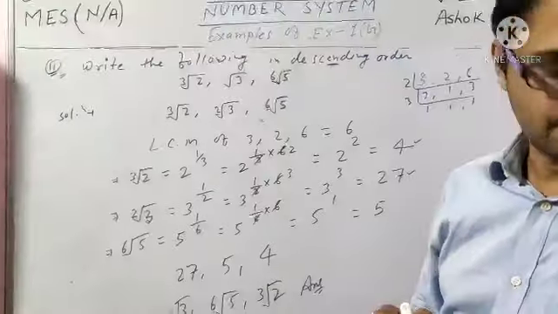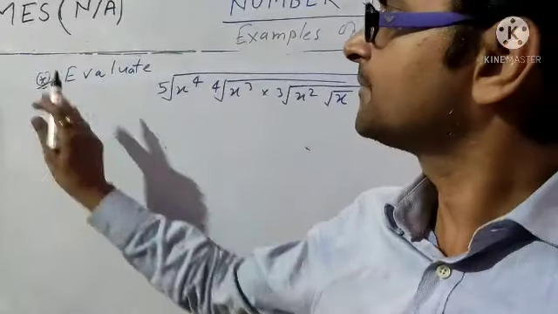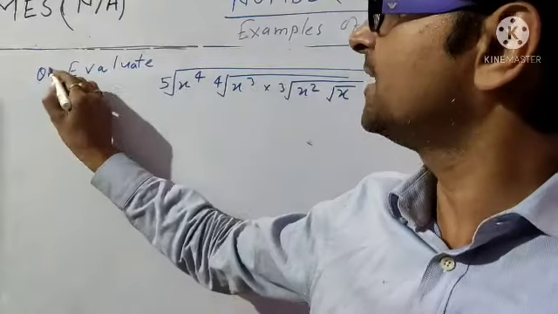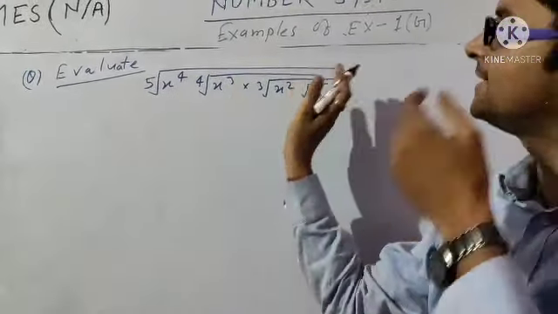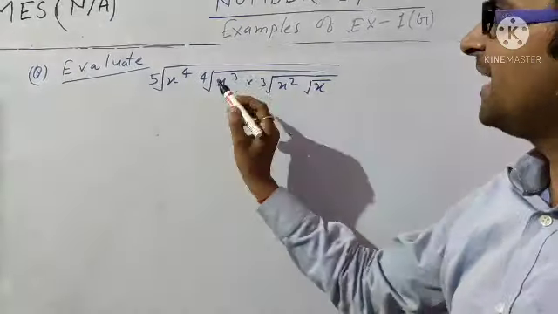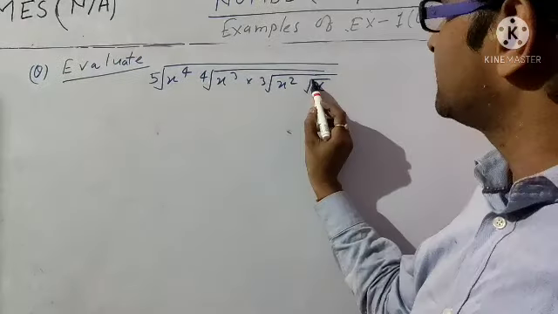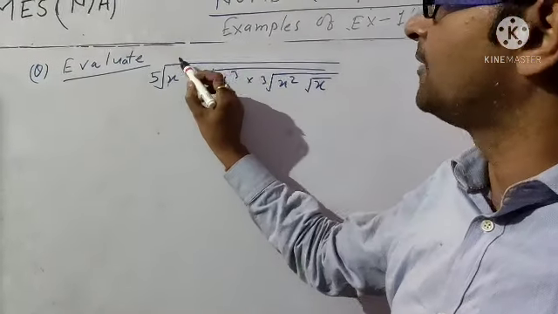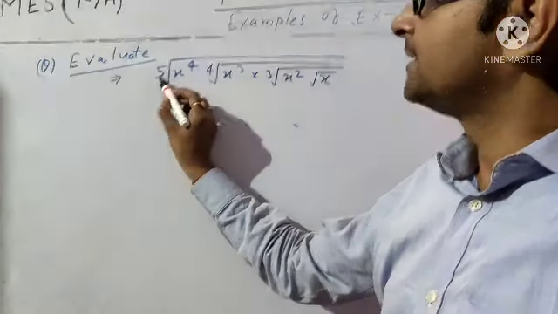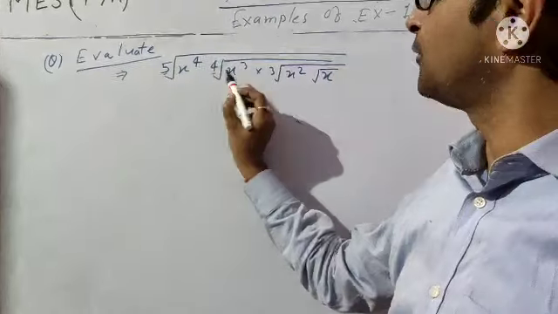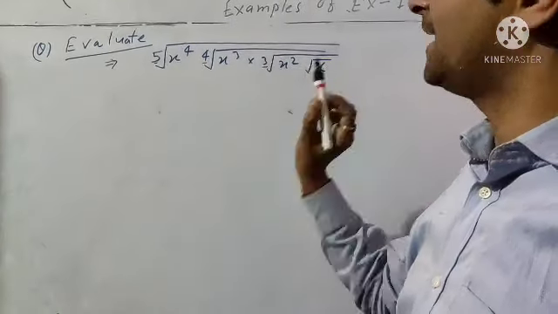Okay, here, student, this question: evaluate this value. Calculate what is the value of this. Look at here, student, first, second, third and fourth. Here we use 4 different roots. That means this is the 5th root, this is the 4th root, the 3rd root, and here is the square root.